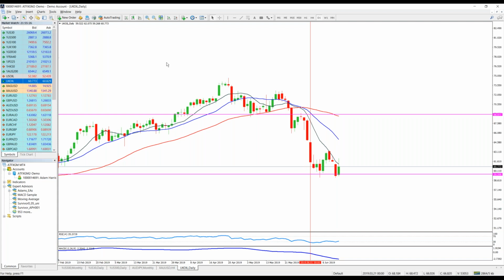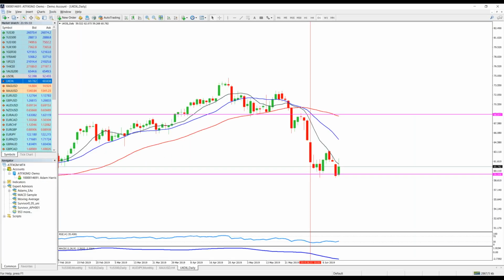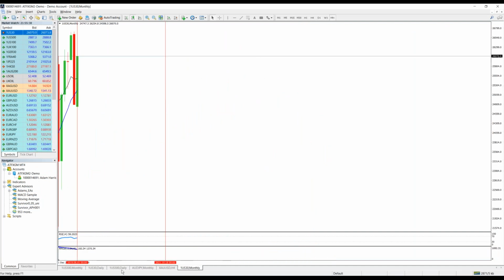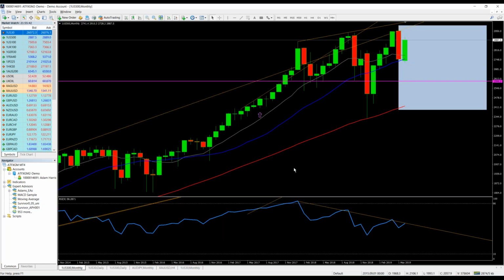So let's have a look at that menu one more time. Top down, grouping and organizing, prioritizing, and risk management. Okay, so for the time being as well, if I have a look at the indices, just noting those. One of the charts that I had a look at, which is sitting over here, let's just see the Dow, and we've also got the S&P.